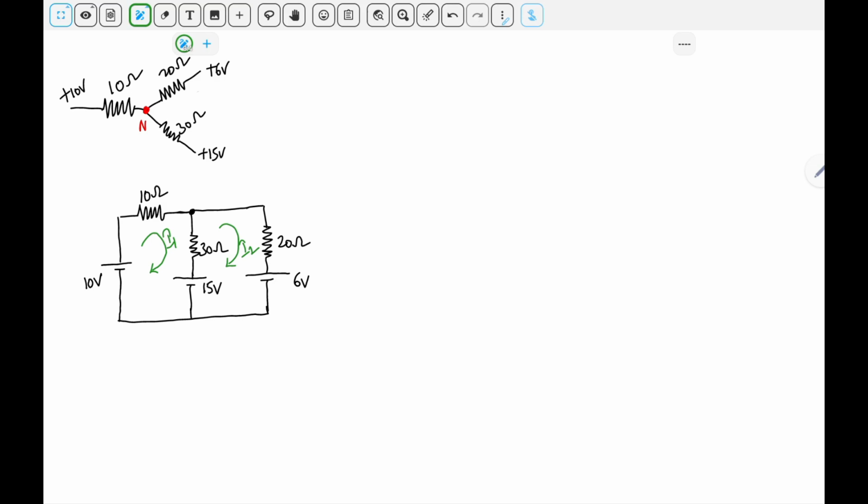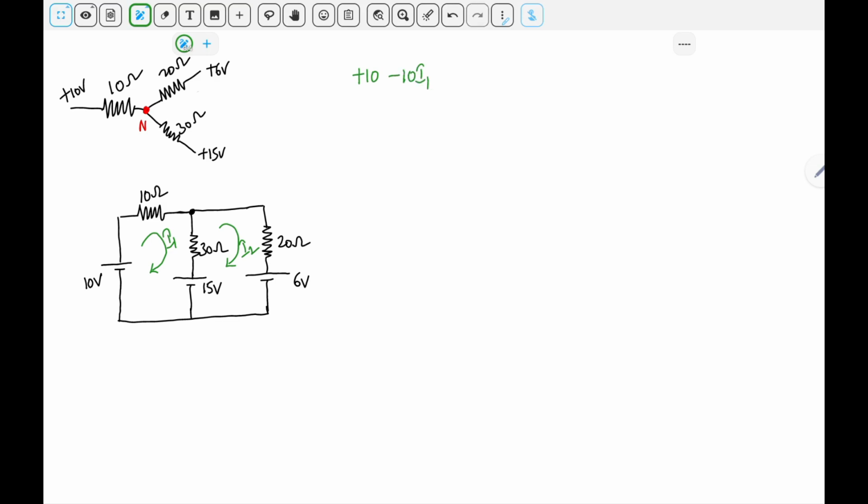Now if you observe, this is the first loop. Initially in the first loop, we are moving from negative to positive in the plus 10 volt source. Therefore, I am considering this as plus 10 volt. And through the 10 ohm resistor, only I1 current is flowing. That's why I am considering this as minus 10 I1.